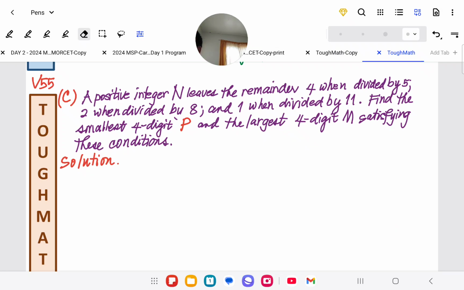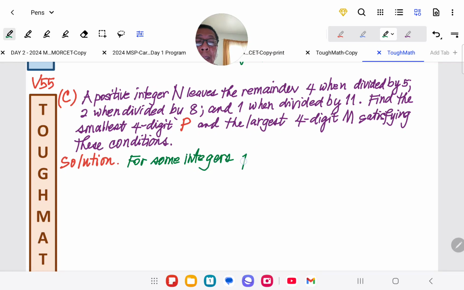So we have, for some integers P, Q, and R, we have n is equal to 5p plus 2.